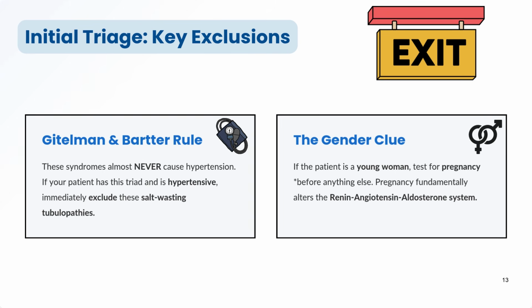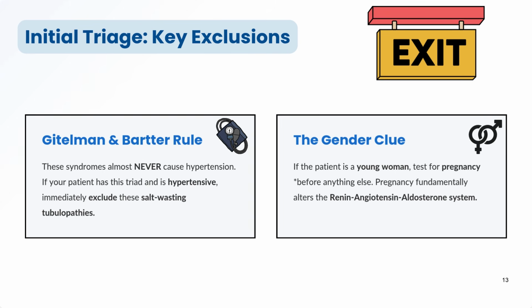Before we jump deep into renin-aldosterone patterns, there are two quick exclusions that every clinician should do upfront. These are the first checkpoints, the things you rule out in the first 10 seconds because they instantly reshape your differential. First, Gitelman and Bartter syndromes. These salt-wasting tubulopathies almost never cause hypertension. So if your patient presents with hypokalemia, metabolic alkalosis, and they are hypertensive, you can confidently take Gitelman and Bartter off the table. It's one of the biggest shortcuts in the diagnostic algorithm.